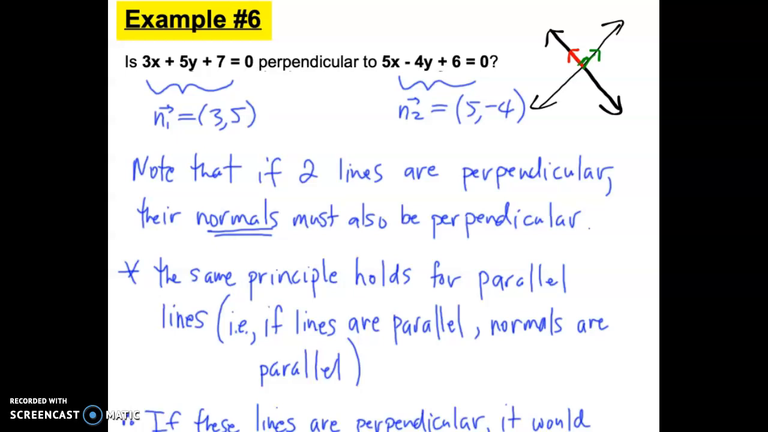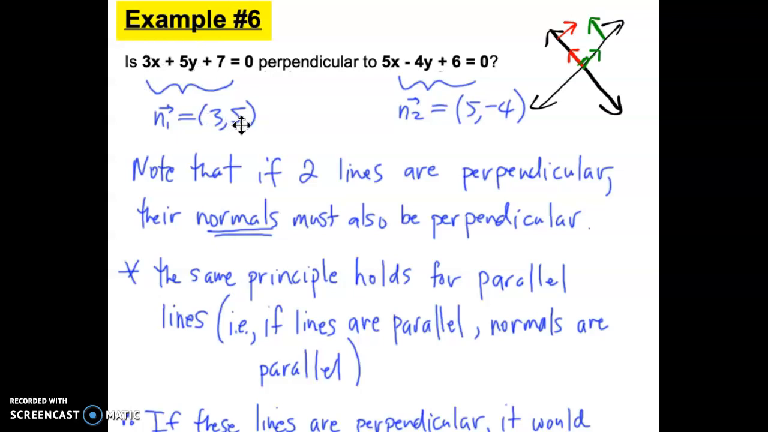But we can actually also look at the normals of each of these lines. Because if the normal of this line and the normal of this red line, they would also be perpendicular to one another if the original two lines are perpendicular. And so because we're given Cartesian form here, it's easiest just to compare the normals.